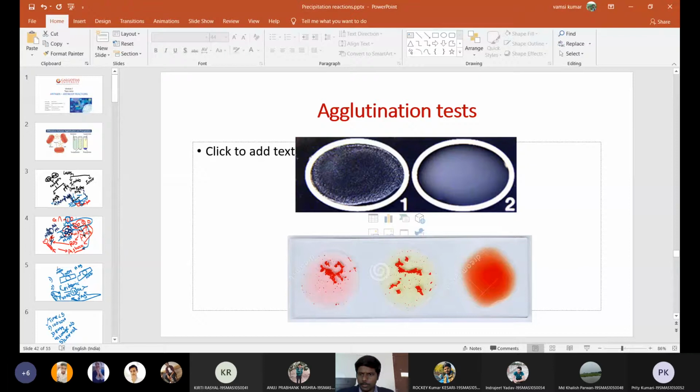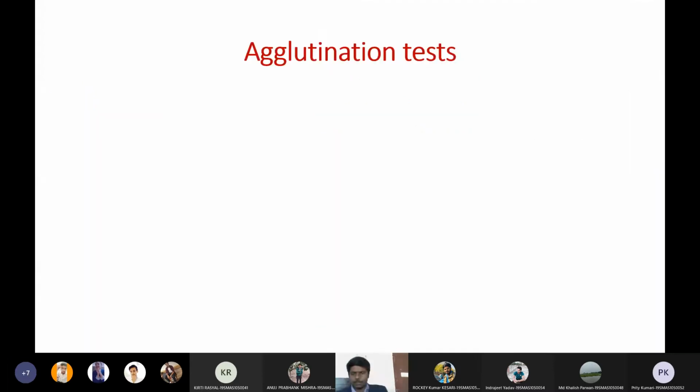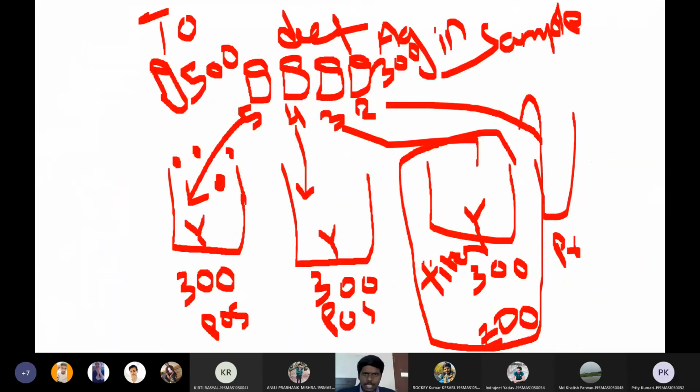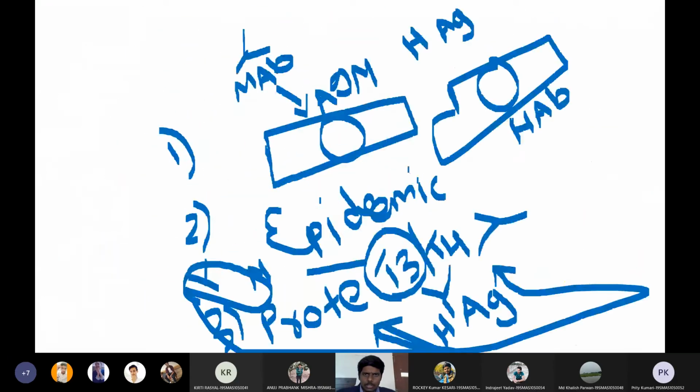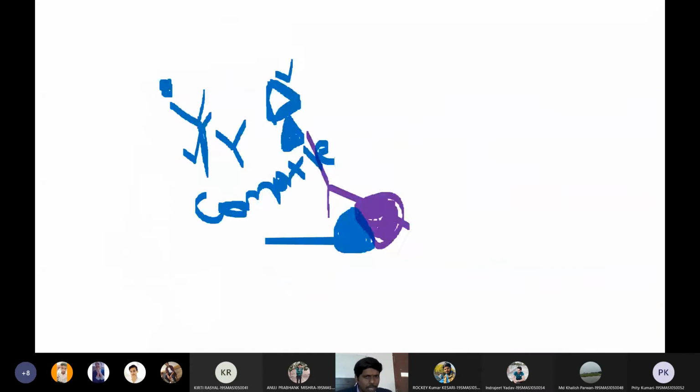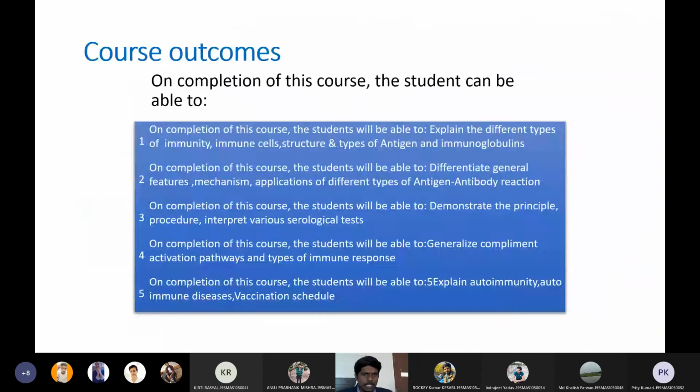Okay, so I will do a quick revision on precipitation reactions. Then I will go to the agglutination tests. So let me go into the beginning. We are discussing antigen antibody reactions. Here we have many types of antigen antibody reactions.